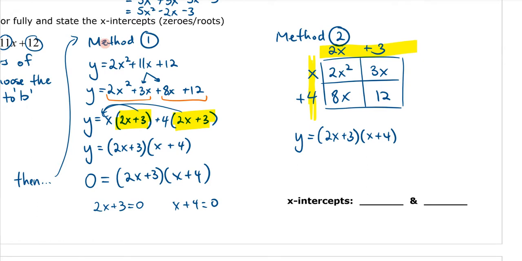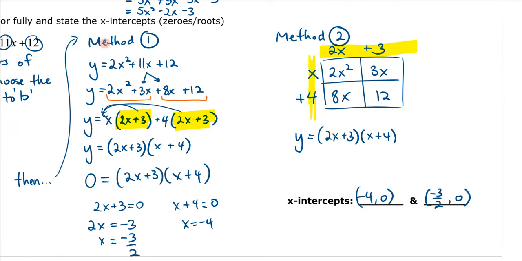So one of those is easy to find. X is going to be negative 4 here. And then this one on the left side, well, if I solve for x, I'd say 2x equals negative 3 if I subtract 3 from both sides, and divide both sides by 2, so negative 3 over 2. So my x-intercepts are going to be negative 4 and 0, and negative 3 over 2 and 0.